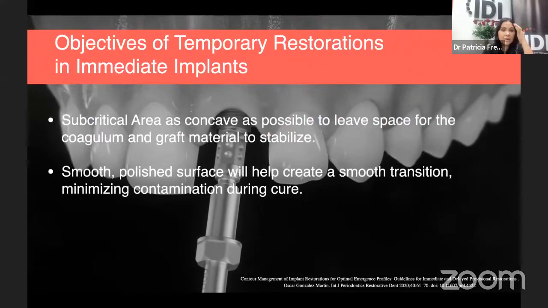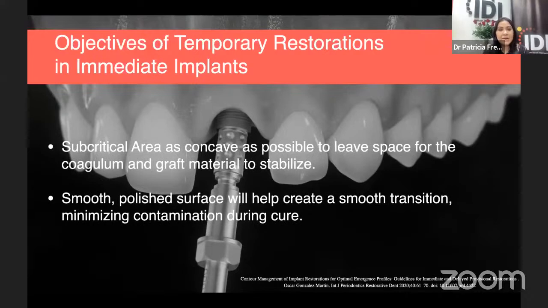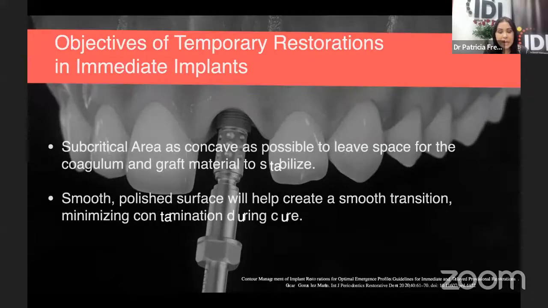So, the subcritical area is concave. I will talk now about the areas, but remember that the subcritical area is as concave as possible to leave space for the coagulum and graft material to stabilize. We don't have to compress those. A smooth and polished surface will help to create a smooth transition, minimizing contamination during healing.